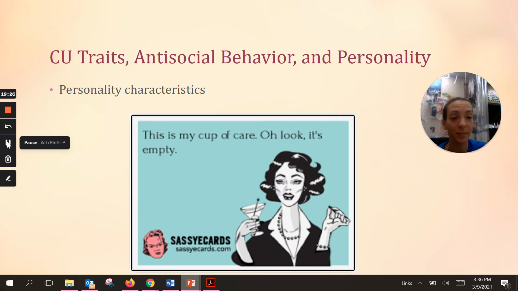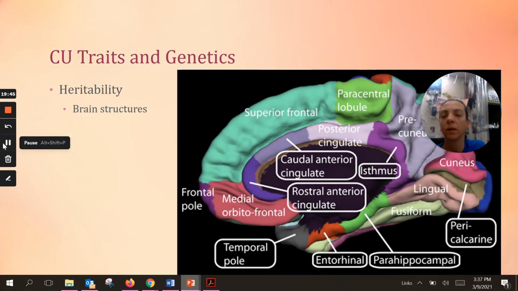And neuroticism. Neuroticism is defined as emotional instability, and they have low neuroticism. So they don't have that back and forth of, oh, I'm really upset, oh no, I'm okay. They're pretty much stable in their emotions, and it's pretty much that they're emotionless.